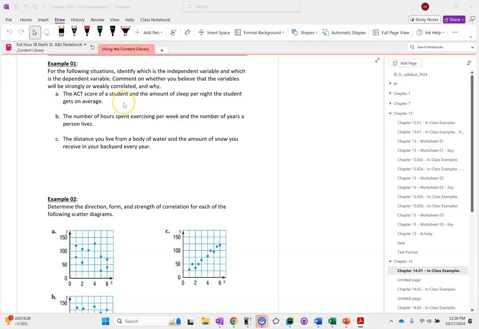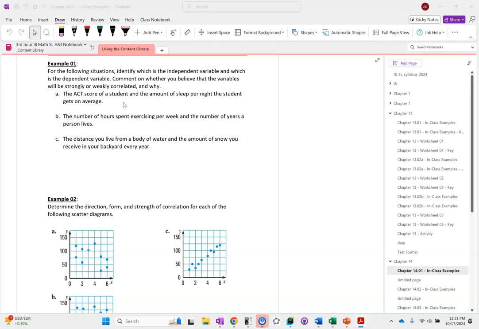What do we think the level of correlation here is? Strong, weak, moderate? You guys are crazy. It should be weak. What's your strongest indicator of ACT performance? How smart you are. Not even studying time. It's legit just how smart you are, right?